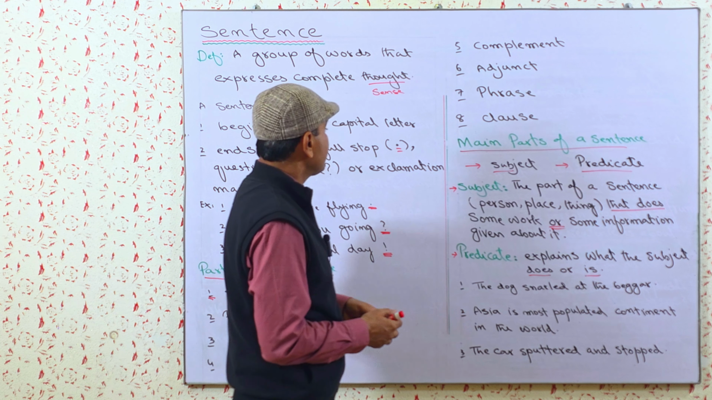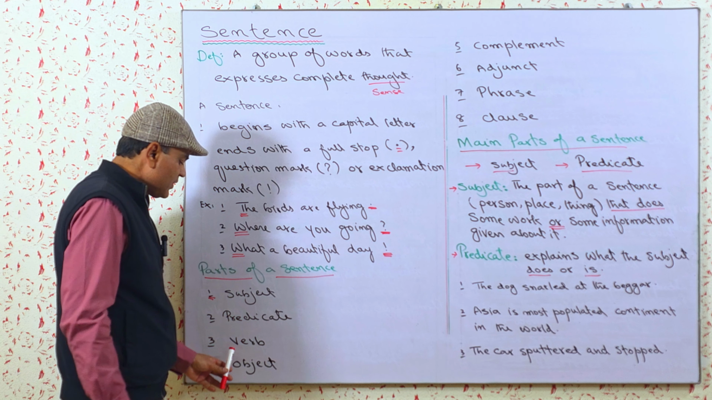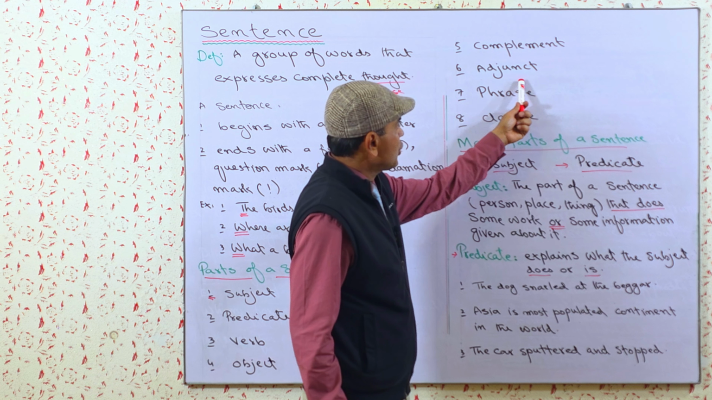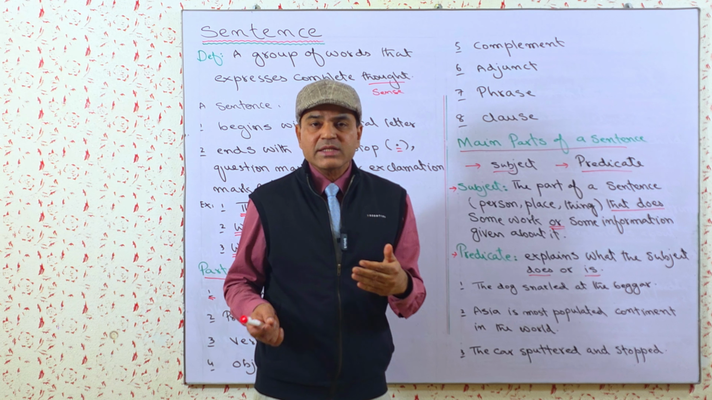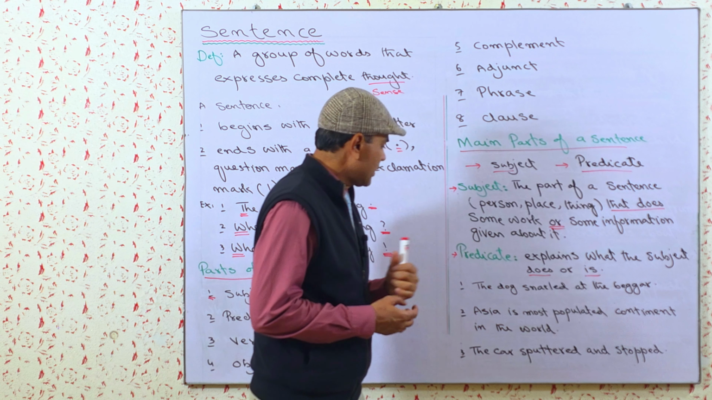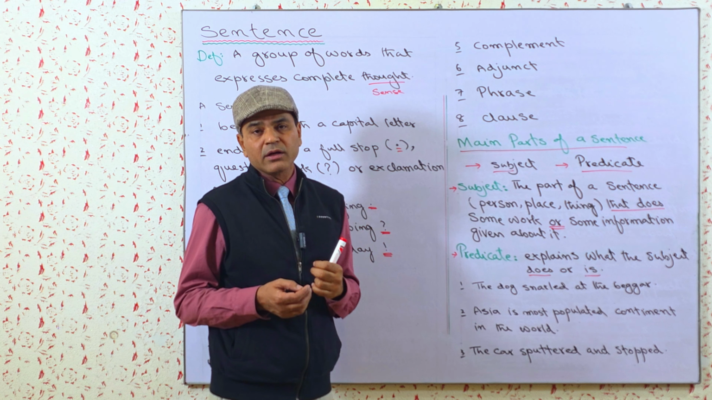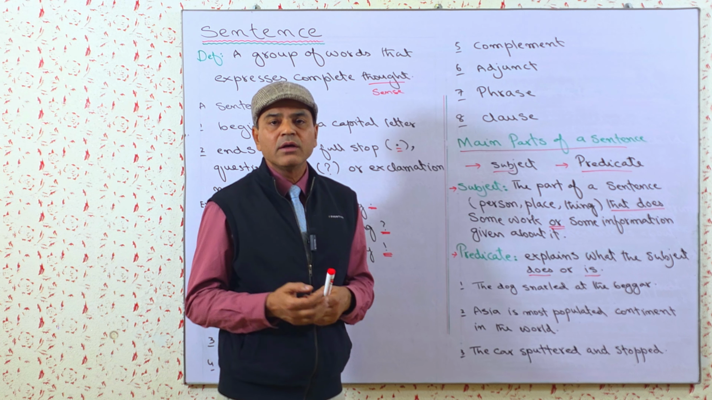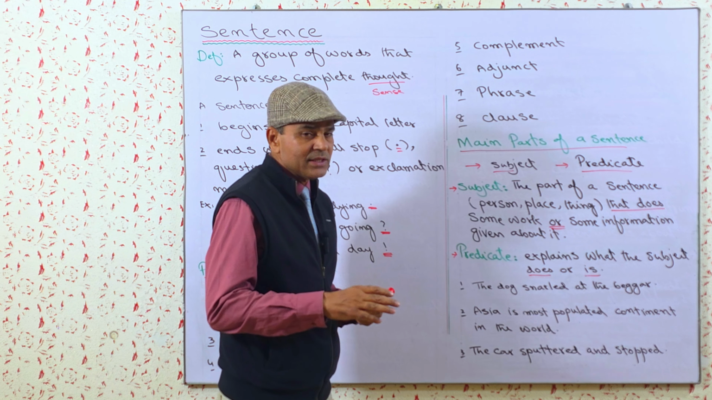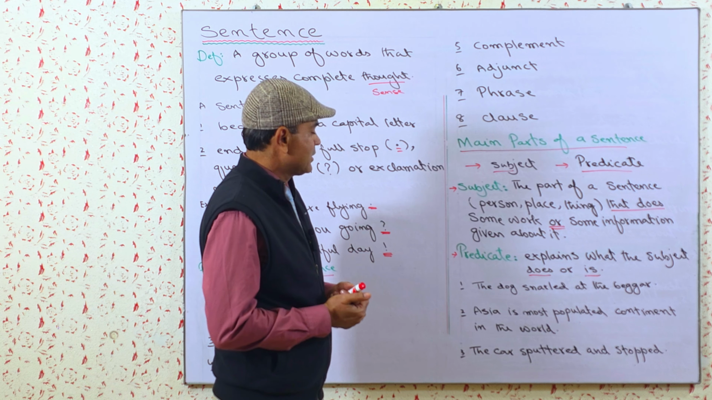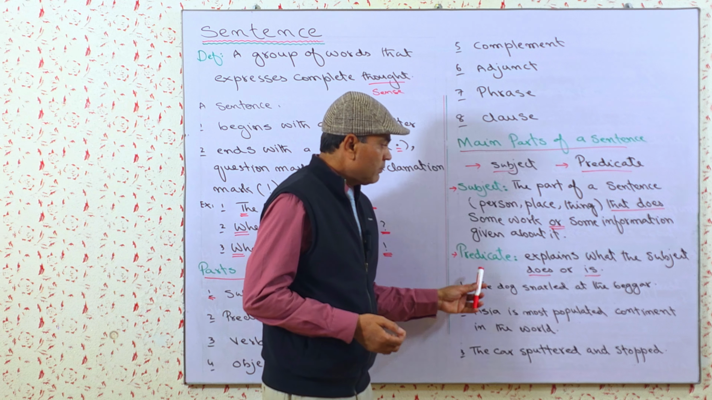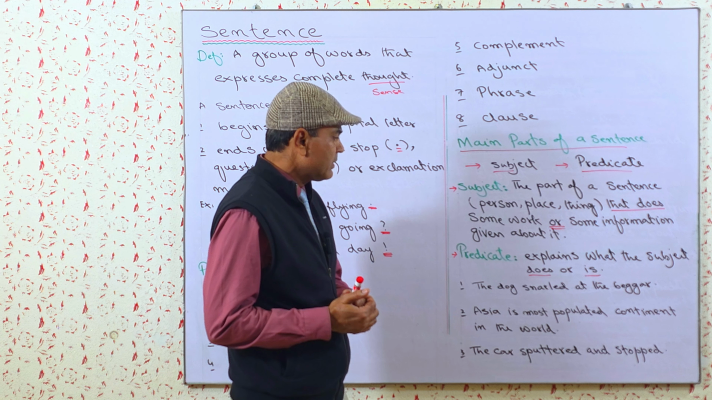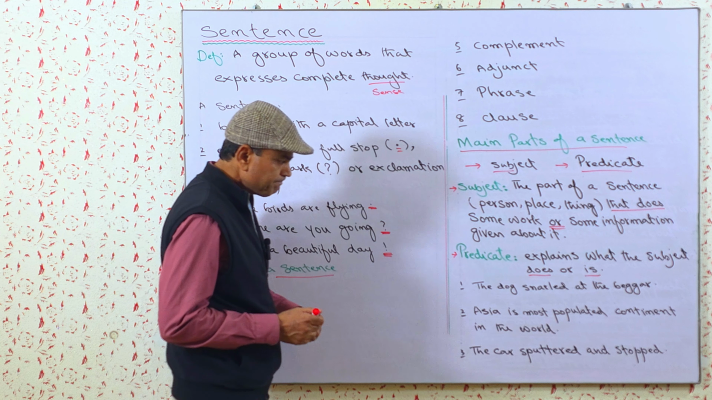And predicate has different parts. Actually, the verb, object, complement, adjunct, or a phrase, these are the parts of predicate. Clause is a different thing. When we talk about a clause, the thing that comes to our mind is compound and complex sentences, that we will be discussing also. So, what is a subject and what is a predicate? Let us understand it through some examples I have written on the board.